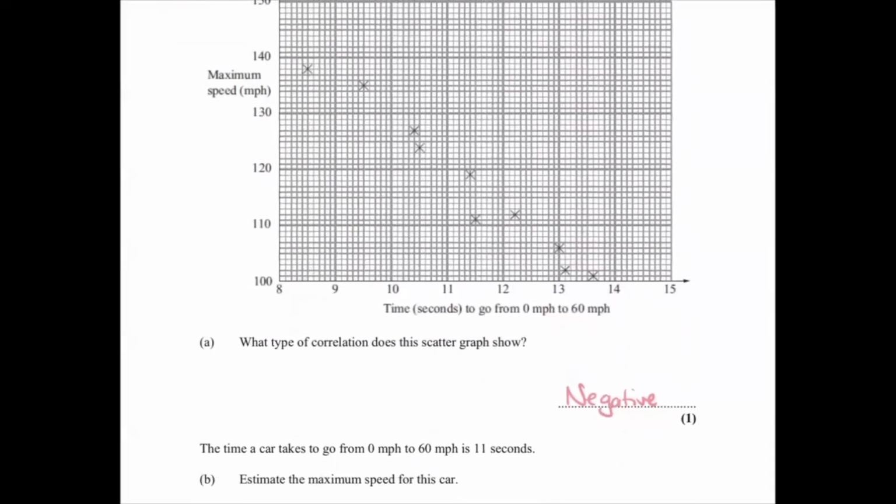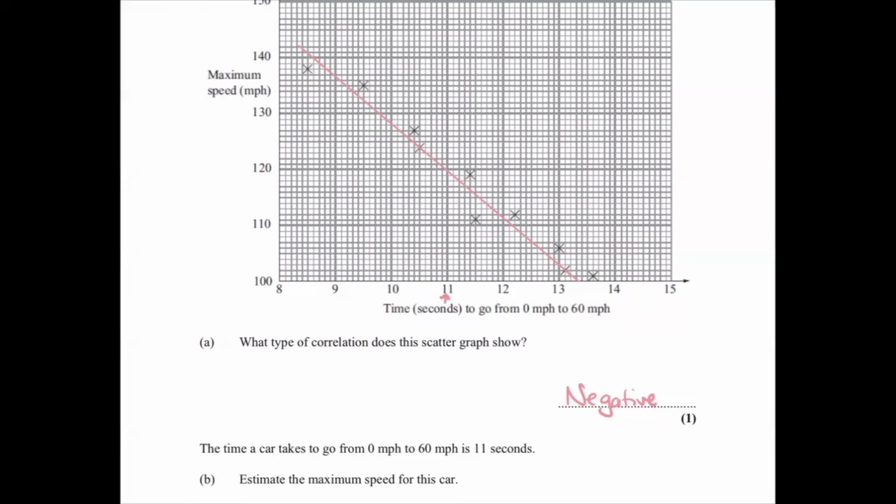The second part is telling us that the time a car takes to go from 0 to 60 is 11 seconds, and we've got to estimate the maximum speed of this car. So 11 seconds is here. What we're going to be doing is putting on a line of best fit. That will get us the first mark out of the 2 that we've been allocated to this question. And what you want to do is pop a straight line on that hugs as closely to the line all of these points. So everybody's line will be slightly different, and they do allow a little range in the answers to allow for that.